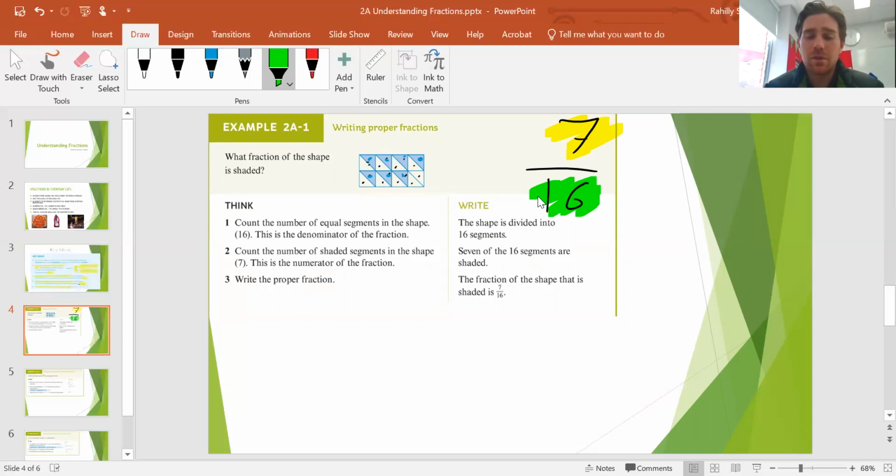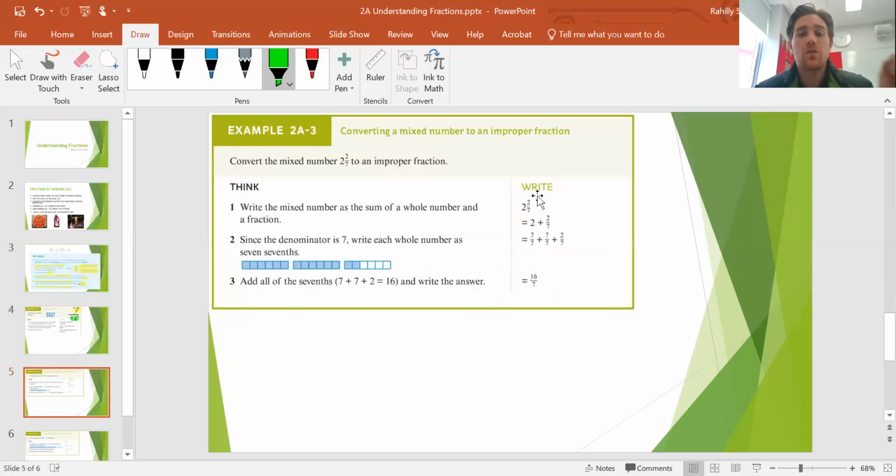Okay, so they're the first couple of questions that you'll have from our textbook. They're pretty self-explanatory. It's about working out how many parts your shape has been broken into, and then how many of those parts are shaded. Now we're moving on into converting mixed numbers into improper fractions.